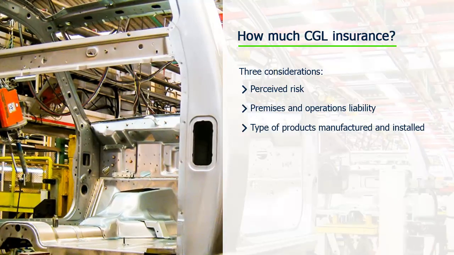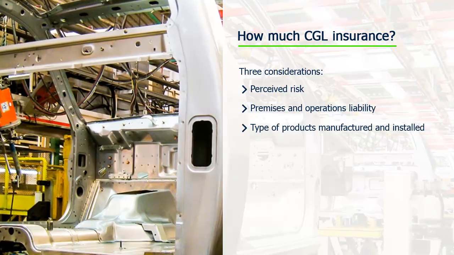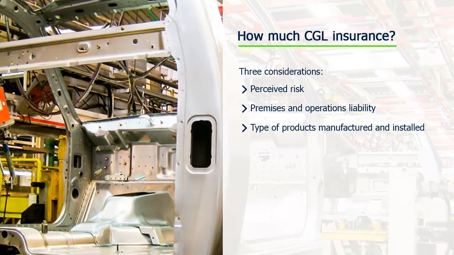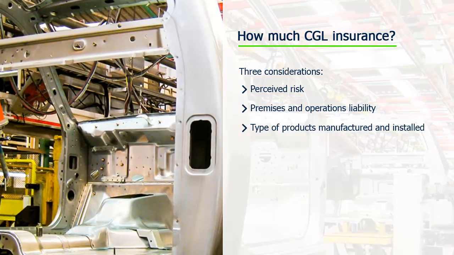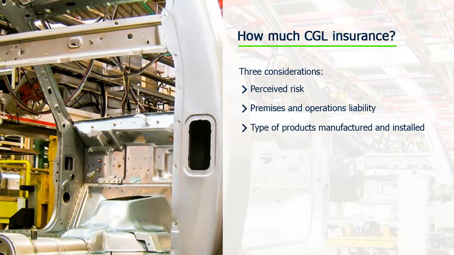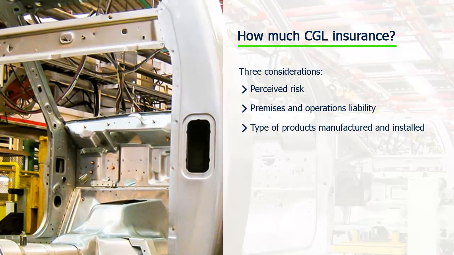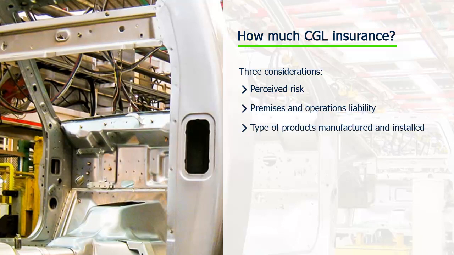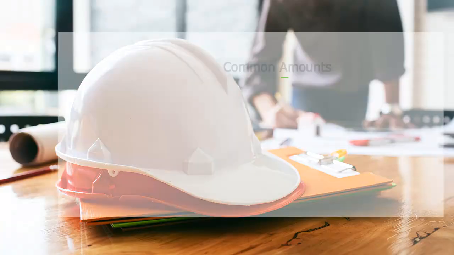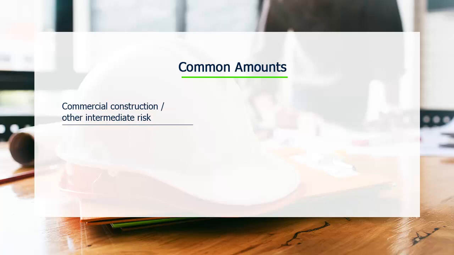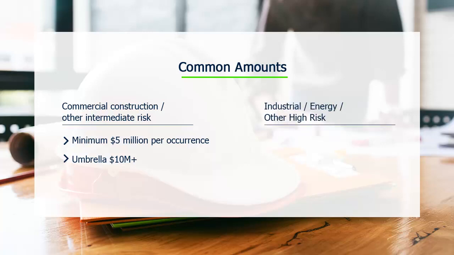If you operate in a province or state with a reputation for awarding high amounts of damages, you may wish to purchase higher liability limits. And the type of product manufactured and installed. If you manufacture, transport, or use dangerous products on client work sites, carrying higher limits of liability insurance is typically good risk management. As reference points in the commercial construction business, a minimum amount of insurance per occurrence of $5 million is widespread. In industrial construction and other high-risk operations, a minimum of $10 million per occurrence is entirely commonplace.